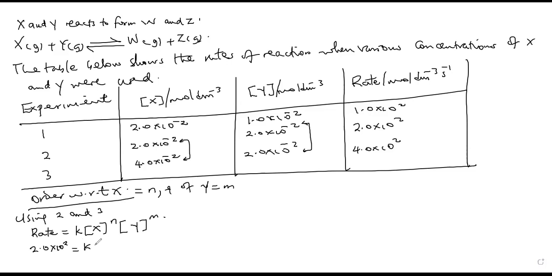is equal to K, concentration of X, that is 2.0. Then times concentration of Y, which is the same, 2.0, exponent negative 2 power m. Then for this part of equation 3, you can also determine the same. It will be the rate, which is 4 exponent 2, is equal to K. Concentration of X, it will be 4 exponent negative 2. Times the one of Y, which is 2 exponent negative 2.